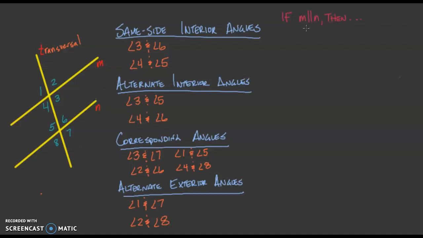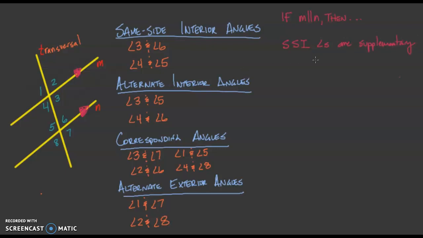Now, if something special happens where line M and line N are parallel, so this would be parallel to this, right? Line M and line N are parallel. When that happens, there are some special relationships among these groupings. So let's start with the same side interiors, angle 3 and angle 6. When these lines are parallel, the same side interior angles, which I abbreviate SSI, are supplementary.